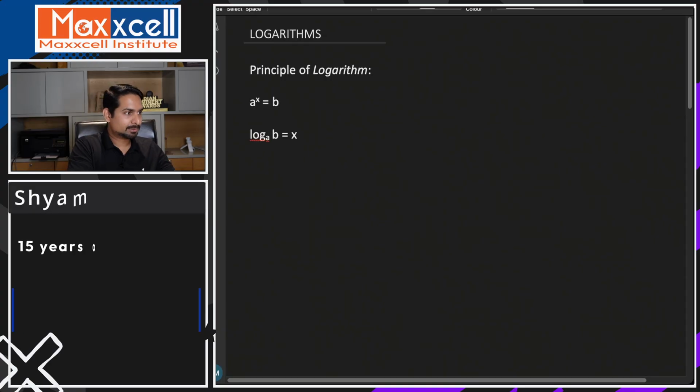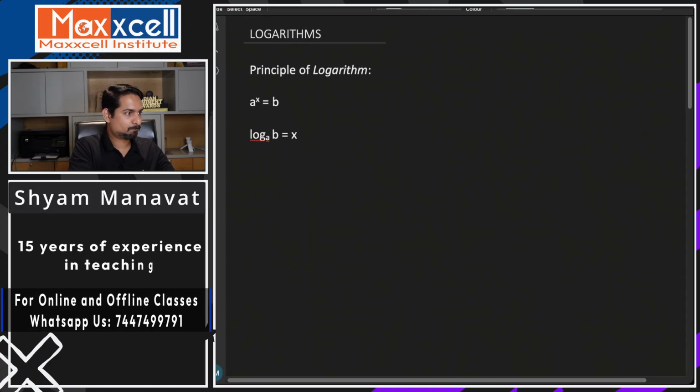So here you can see on the blackboard the principle of log, I call it principle of log, that is a raised to x equal to b. All the rules and the properties of log work on this basic principle of log, which says a raised to x is equal to b. Then in that case log b base a equals x. I'll give you an example to understand.